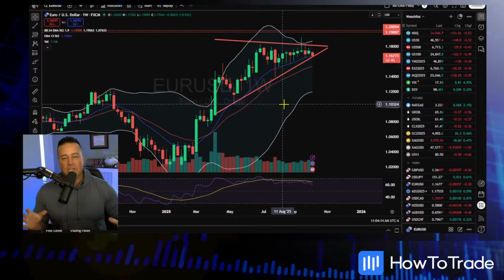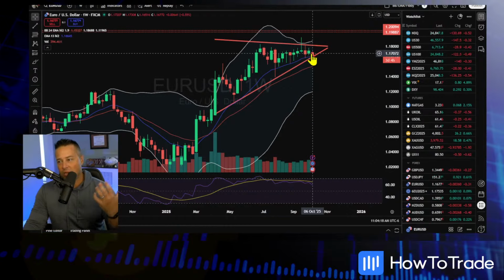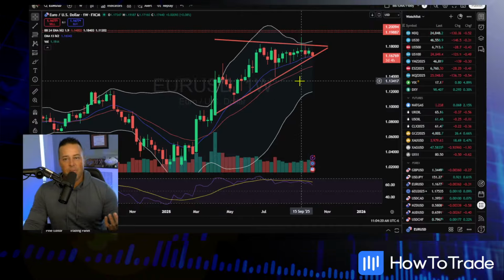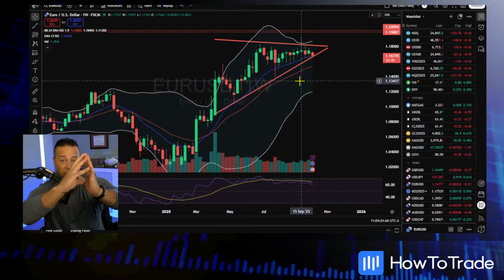Now, ascending triangles are sort of a little bit fickle in that everybody's going to argue about what the upper and lower trend lines are. The biggest thing you need to remember is that price has moved directionally higher and then started to trade sideways into a compression pattern.